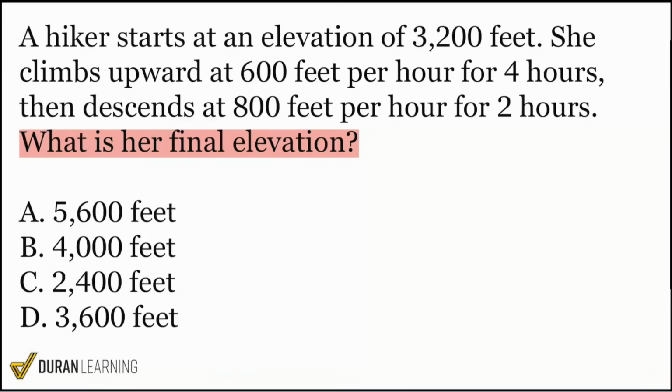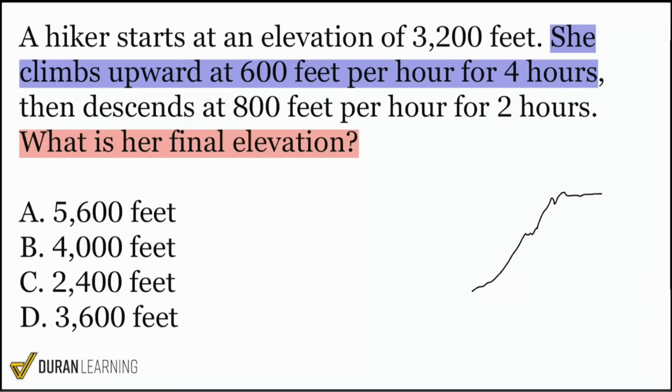So with that said, everybody, when we think about what's going on, we're talking about a hiker, and this hiker starts at a certain elevation, a certain place. If we're visualizing this, kind of like a mountain range, we can say the hiker starts at a certain elevation, let's say 3,200 feet. From there, it says she climbs upward. So we can go ahead and mark this right over here. We can start at any point, and then we climb upward.